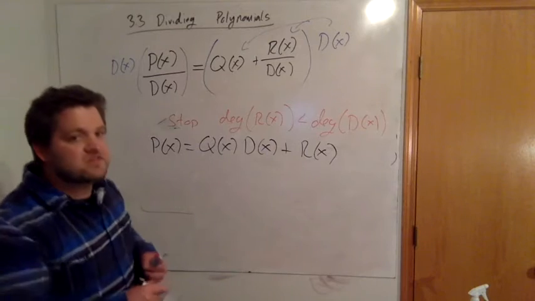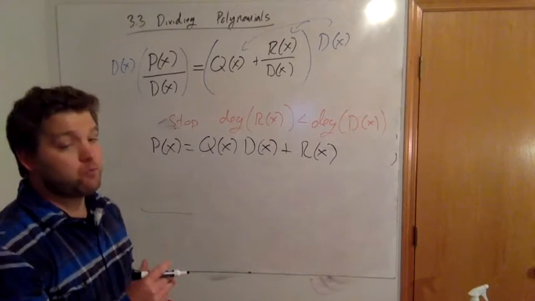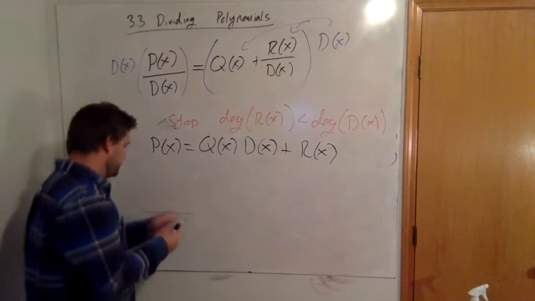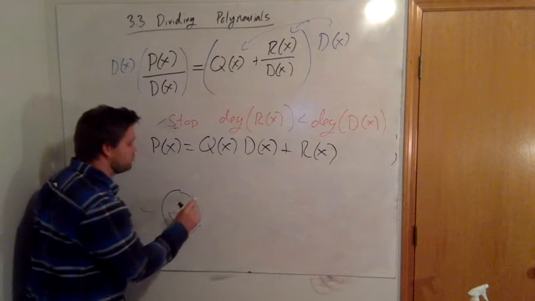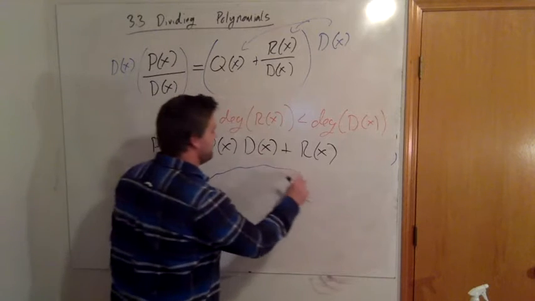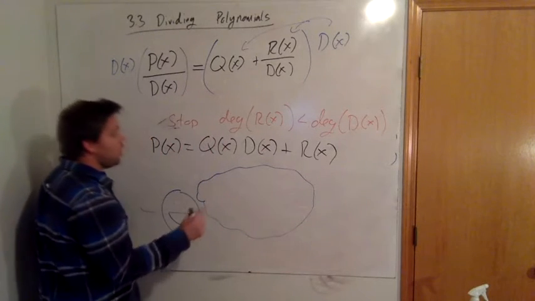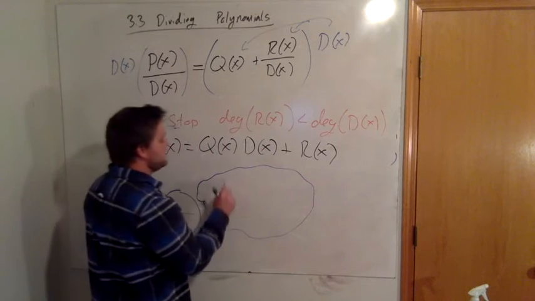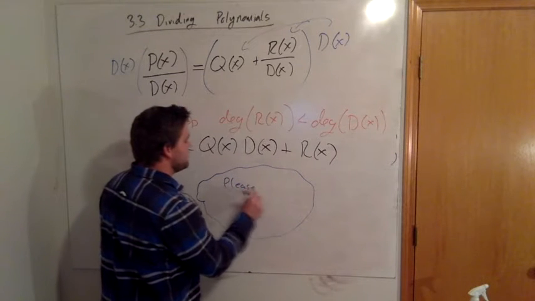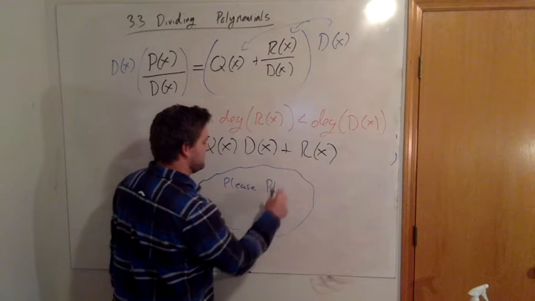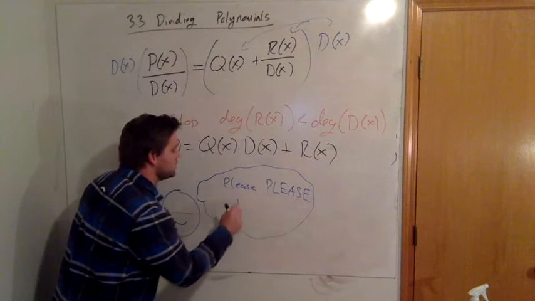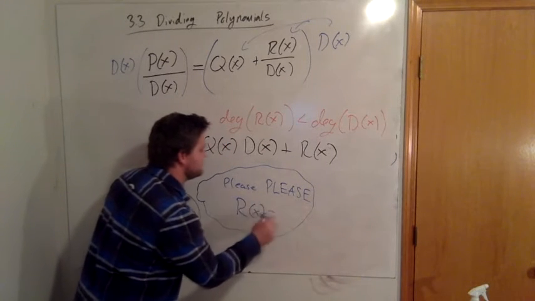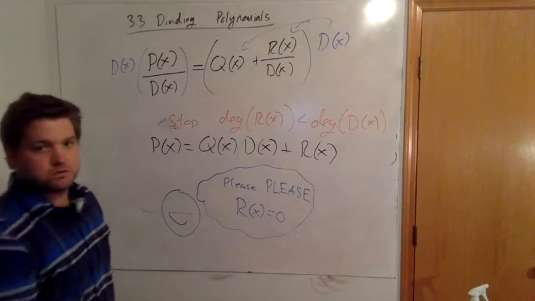So why is this helpful, or what are we hoping for when we do polynomial division? Here we are, hoping and praying when we're doing polynomial division. What do we hope for? We're hoping, we're praying, oh please! Please, please, in capitals, please let the remainder be 0. Oh, this would be great if this was true.